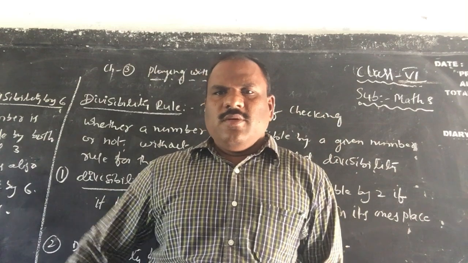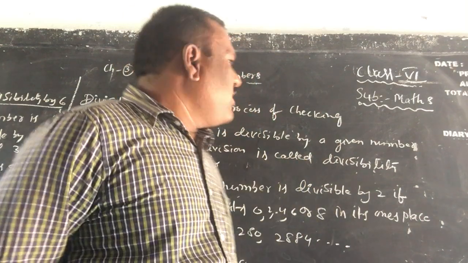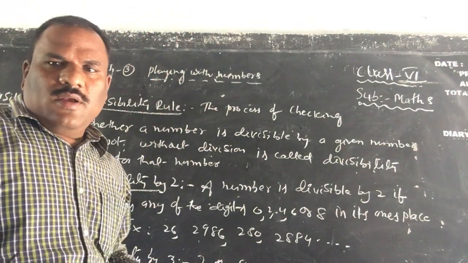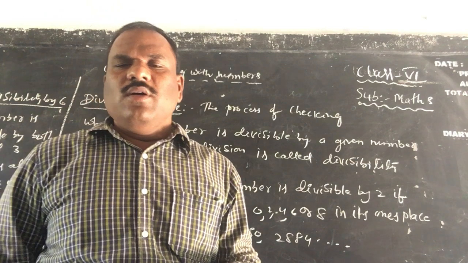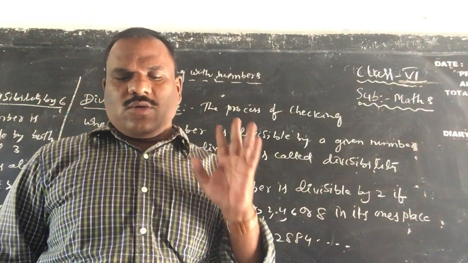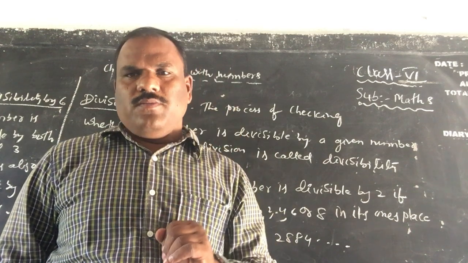Today in this session I am going to explain about playing with numbers. Chapter 3, playing with numbers. In this chapter you are going to learn about divisibility rules. Children, first of all, what is meant by divisibility rule?